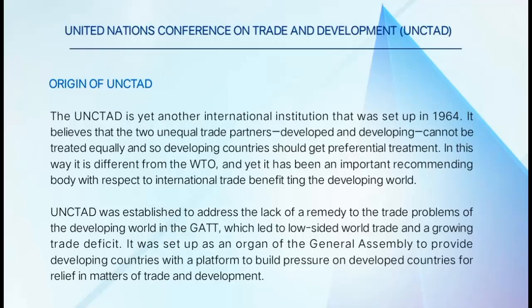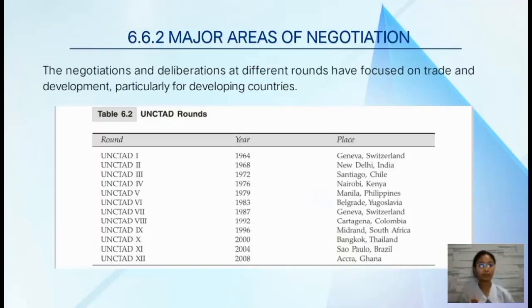The weak bargaining position of third world countries was highlighted by economists, leading to the formation of the Group of 77 and the United Nations Conference on Trade and Development, or the UNCTAD. The UNCTAD was set up as an organ of the General Assembly to provide developing countries with a platform to build pressure on developed countries for granting them relief in matters of trade and development.